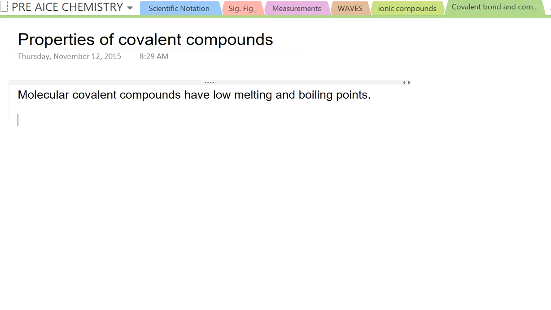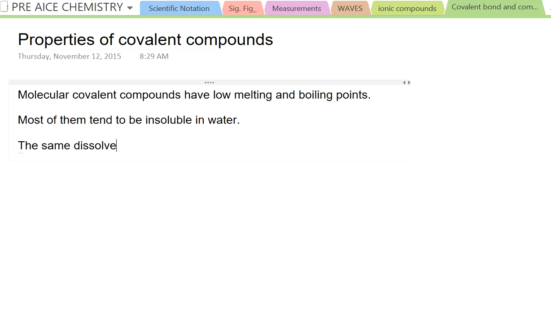The other one is most of them tend to be insoluble in water. So what do you think is going to be oil, for example, olive oil, a covalent compound or an ionic compound? Is it solid at room temperature? No. So most likely it's going to be covalent.